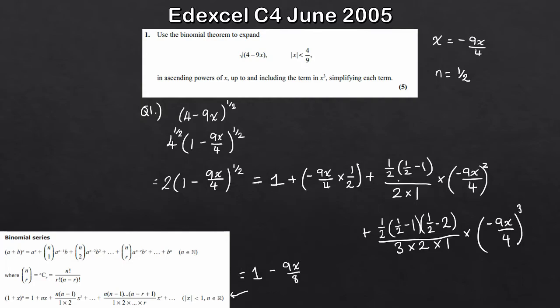So let's deal with this part here. So this is a half times a half minus 1, so that's minus a half. So that's minus 1 over 4 in the numerator, and we divide it by 2, so that's minus 1 over 8, and then we're timesing it by minus 9x squared over 4.